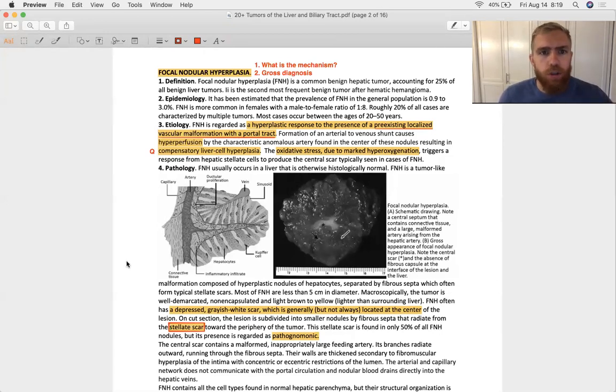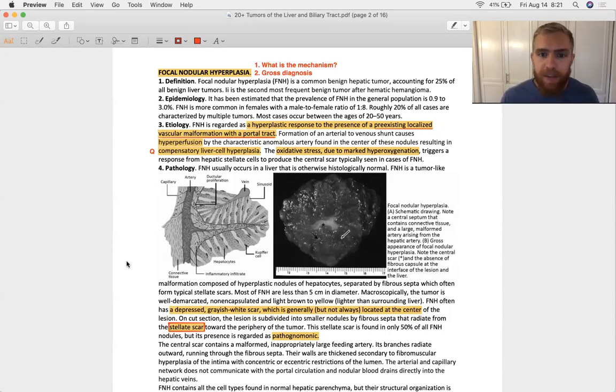So focal nodular hyperplasia. Hyperplasia meaning a proliferation of cells. And what's going to get these cells proliferating is hyperperfusion by an anomalous artery that corresponds to the fibrotic center of these focal nodular hyperplasias. And so you're going to have this big artery that's delivering a lot of blood to a given region of the liver, and that region of the liver is going to swell up in response.